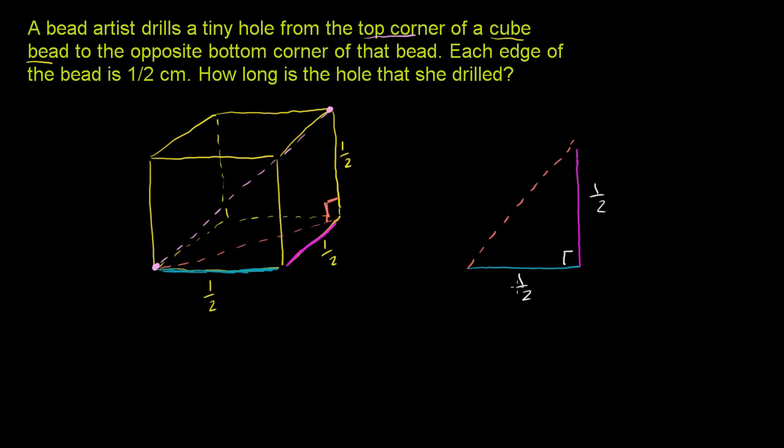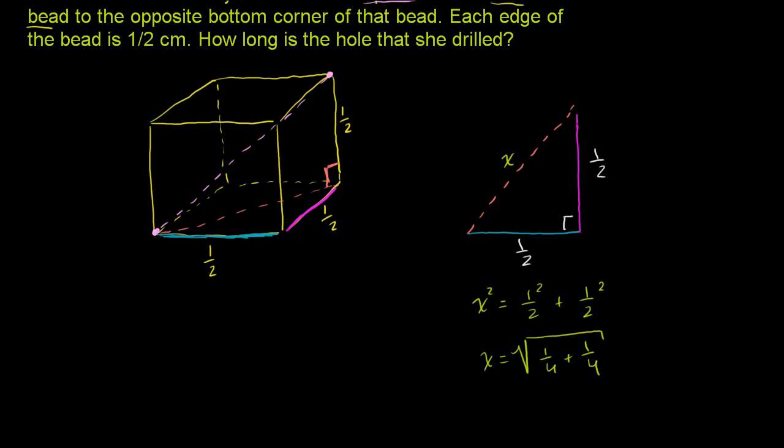theorem. If we call this right here x, we know that x squared, the hypotenuse squared, is equal to the sum of the squares of these two sides, which is 1/2 squared plus 1/2 squared. Or if we want to solve for x, x is equal to the square root of 1/4, that's 1/2 squared, plus 1/2 squared, which is 1/4.